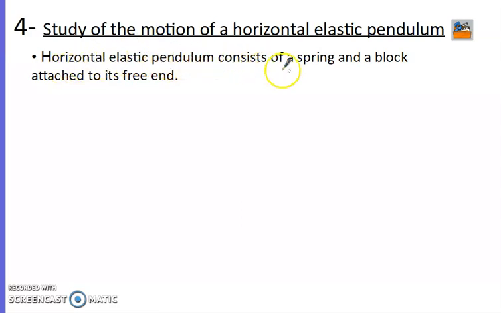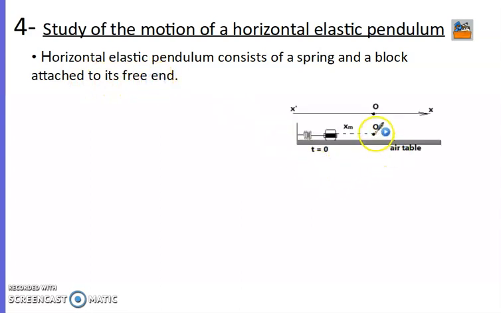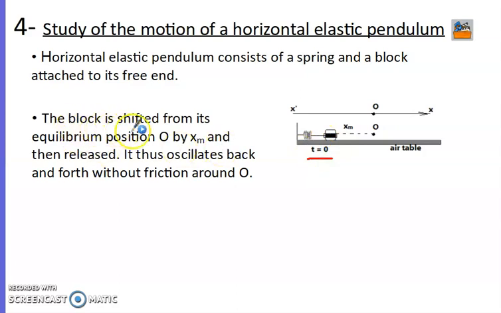So, a horizontal elastic pendulum consists of a spring and a block attached to the free end of the spring. Here it is. Now, this is the equilibrium position O, and this is an air table. We use an air table to eliminate friction. And I use x'Ox as a frame of reference to study motion. So here initially I compress the spring by pushing the block to this position. This is t equal 0. Now I'm going to release it without velocity. Let's see what happened. The block is shifted from its equilibrium position by xm and then released. It thus oscillates back and forth without friction around O.